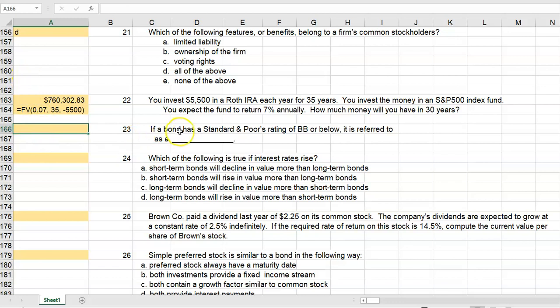Okay. If a bond has a Standard & Poor's rating of BB or below, it's referred to as junk or high yield.